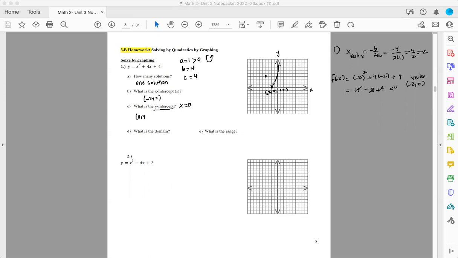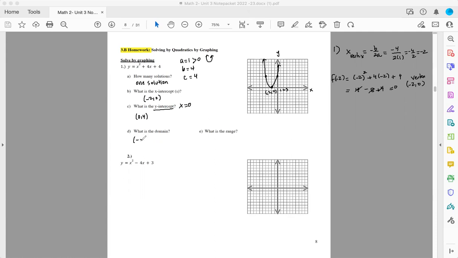Remember, the parabola is a U-shaped smooth curve. Try not to make it pointy at the vertex, okay? It's a U-shaped curve. What is the domain? The domain is the x values. What are the acceptable x values? It's all real numbers from negative infinity to infinity.